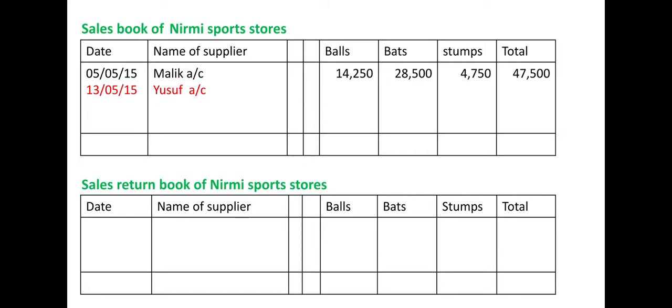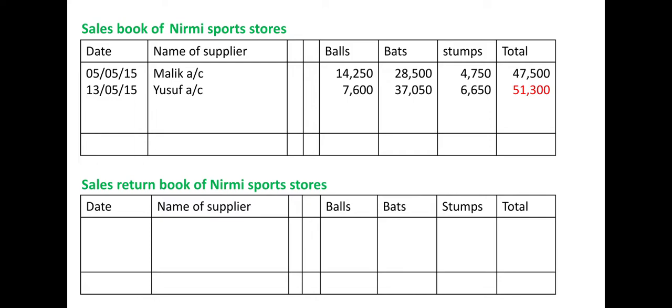Just like that, student, if you multiply quantity of bats as well as stump with their prices, after that you have to deduct 5% discount in all of them. So the amount is here, student. I have already given it. Just verify it by your own way. If you don't understand, please let me know. And the total of all these items comes to 51,300. So this is also over, student. We have sold goods to Yusuf.